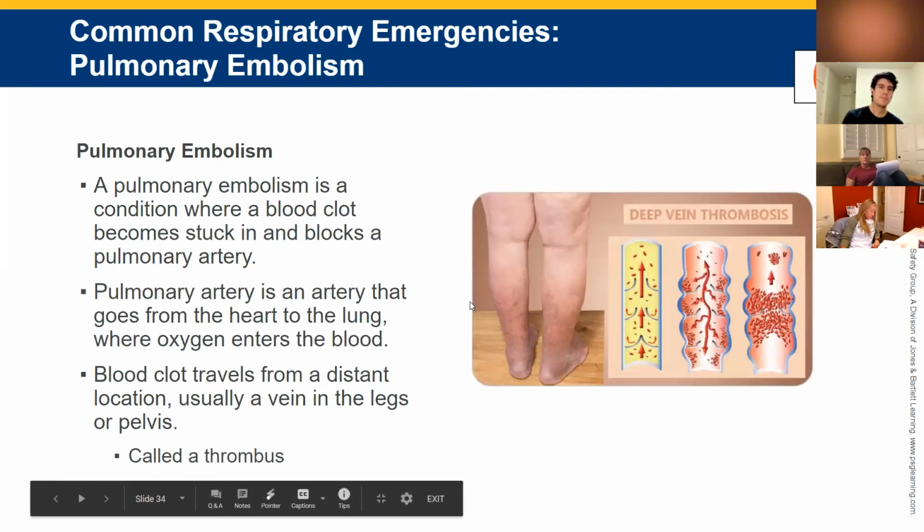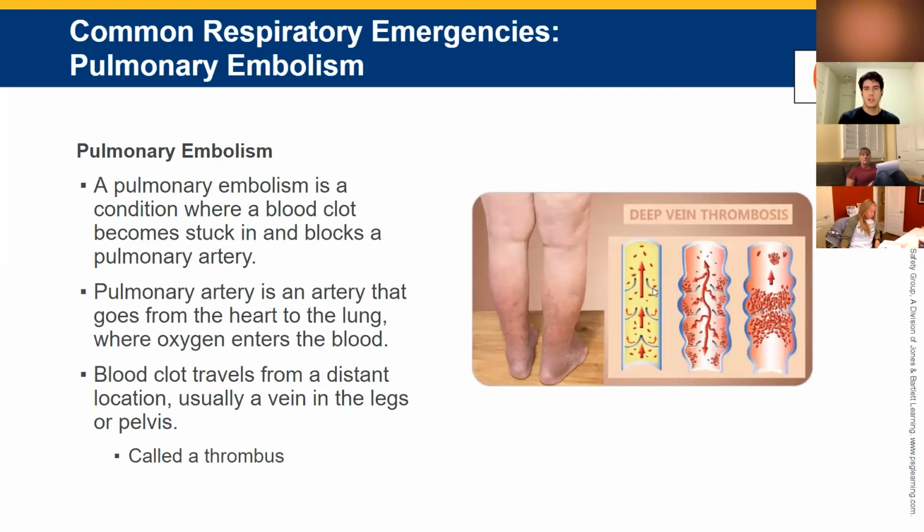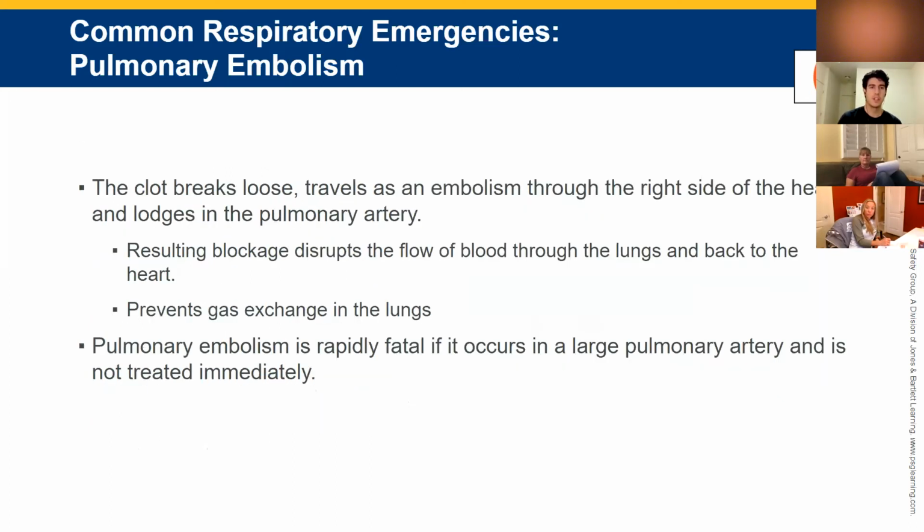pulmonary embolism. This is where a blood clot goes in your lung. The pulmonary artery is the artery that goes from the heart to the lung. So pulmonary means lung, and embolism means blood clot. A pulmonary embolism is a blood clot in your lung. This is an emergency. They can block off a large enough section of your lung that your body cannot get enough oxygen, so this is certainly an emergency.